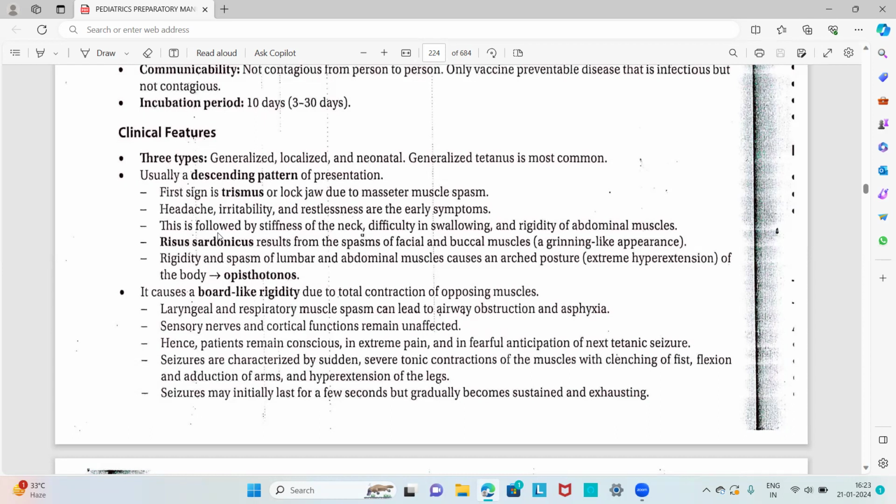The sensory nerves and cortical functions remain unaffected. Hence, the patient remains conscious, in extreme pain and in fearful anticipation of the next tetanic seizure. The seizures are characterized by sudden, severe tonic contractions of the muscles with clenching of the fist, flexion and adduction of the arms, and hyperextension of the legs. The seizure may initially last for a few seconds, but gradually becomes sustained and exhausting.